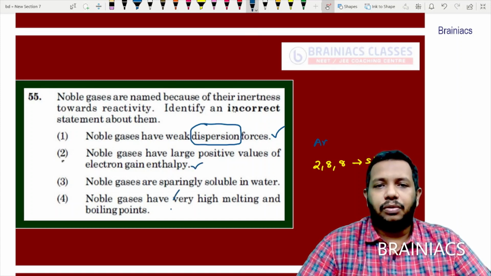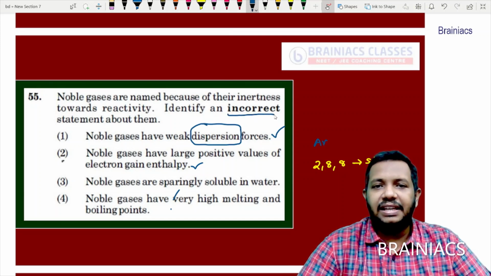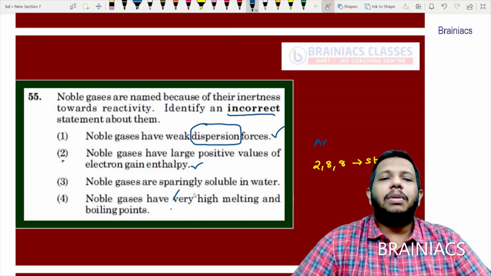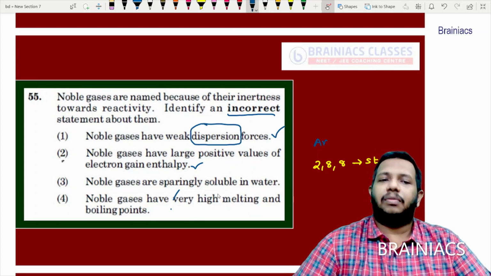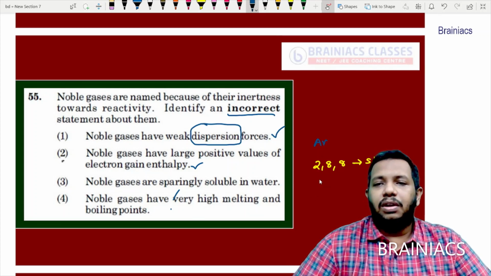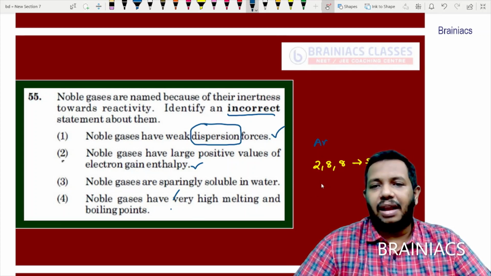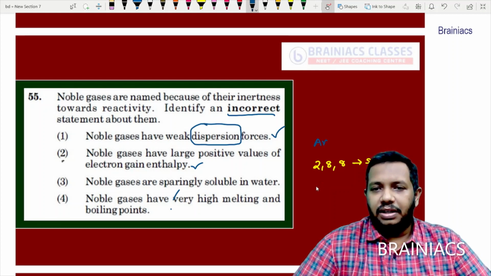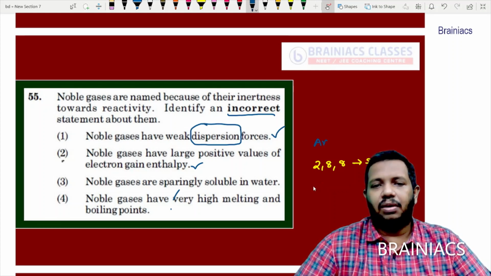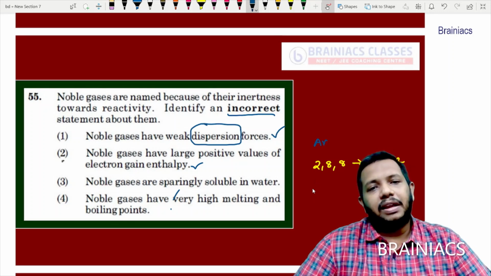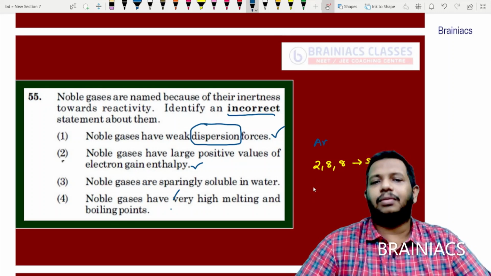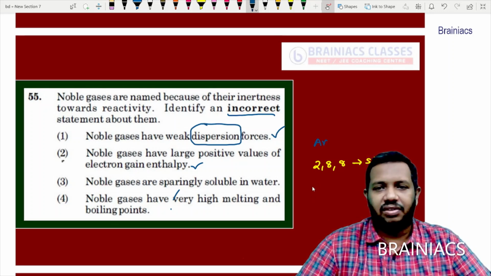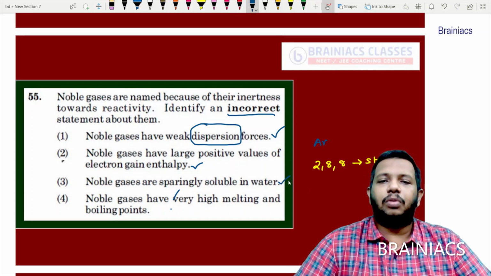But the question is asking to identify the incorrect statement. Now, noble gases are sparingly soluble in water. We know that. Why? Because they do not have any interaction. If you take noble gases, they don't have any charges. So they are very less soluble in water because they do not have any reaction with water. So that statement is also correct.